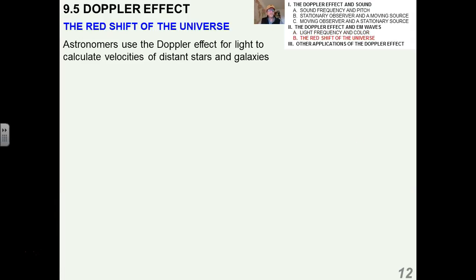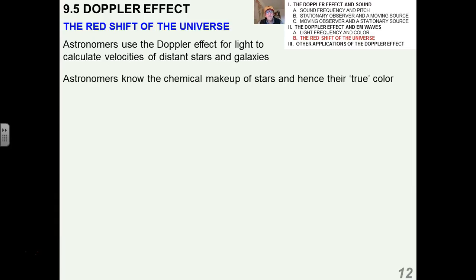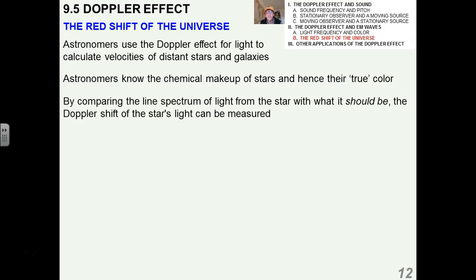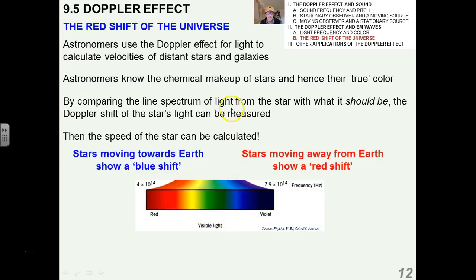All right, I want to talk about something really cool, the redshift of the universe. We'll talk about this later, but it turns out that astronomers use the Doppler effect to calculate velocities of distant stars and galaxies. Now, astronomers know the chemical makeup of stars and hence their true color. And if we compare the line spectra of light from a star with what it should be, the Doppler shift of the star's light can be measured. Then the speed of the star can be calculated, okay?